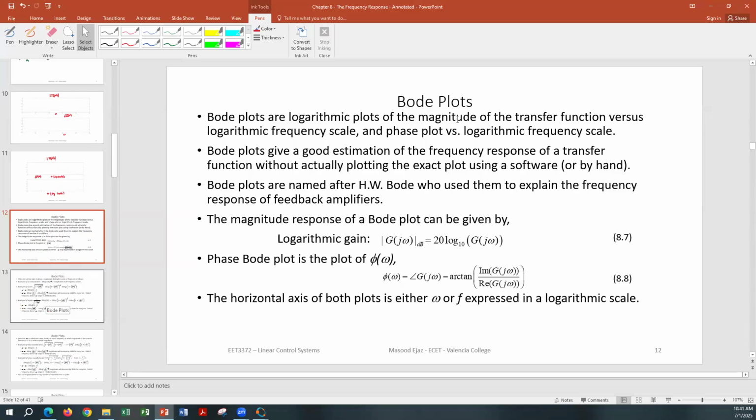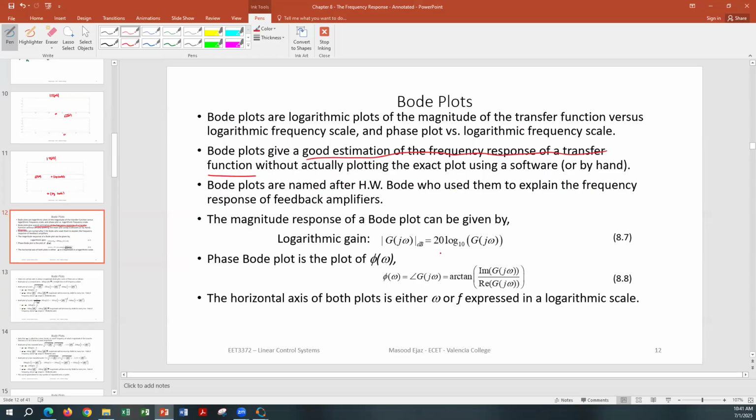So there are logarithmic plots of magnitude of the transfer function versus logarithmic frequency scale, and the phase plot versus logarithmic frequency scale. So they are estimation or approximation of a frequency response of a transfer function without actually plotting the exact plot using a software or by hand. H.W. Bode, who used them to explain the frequency response of feedback amplifiers, was the one who basically came up with this idea.